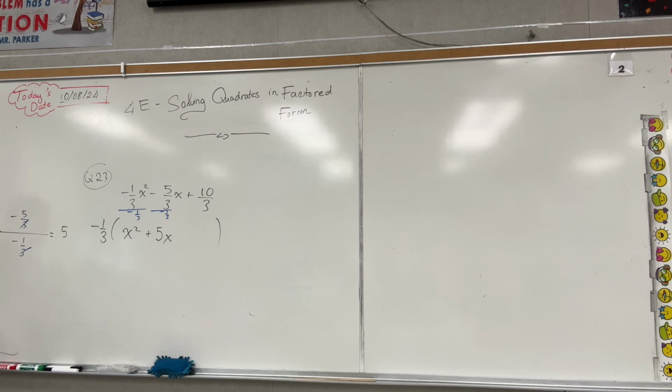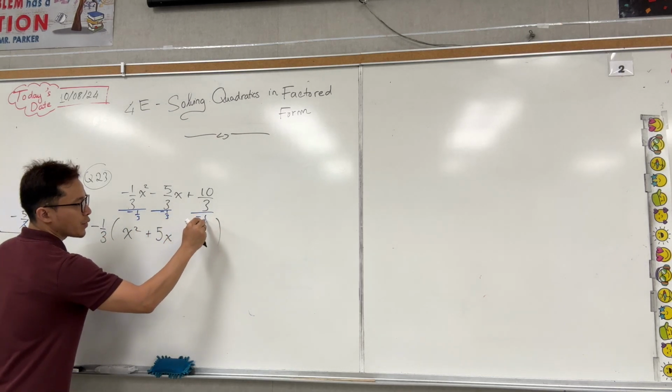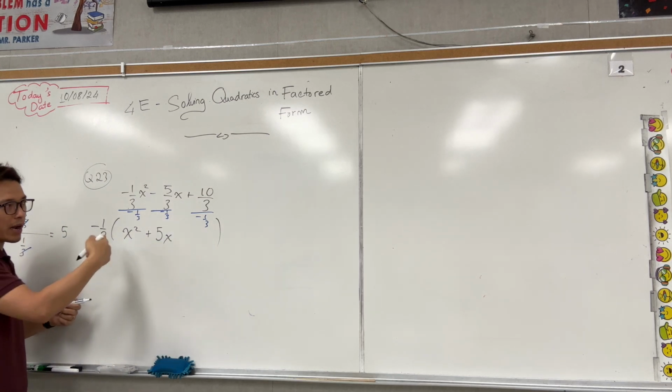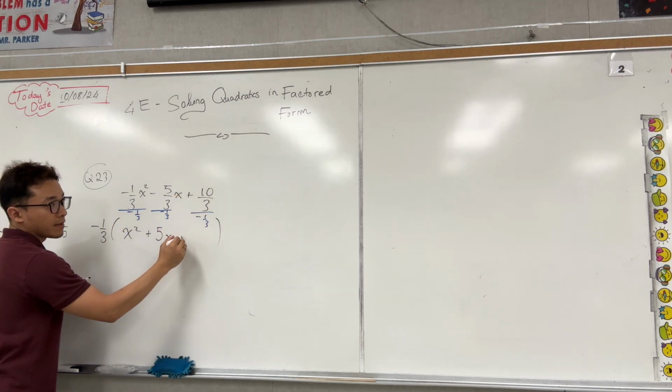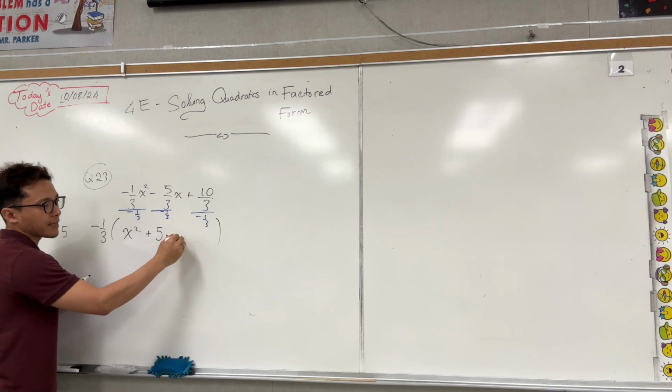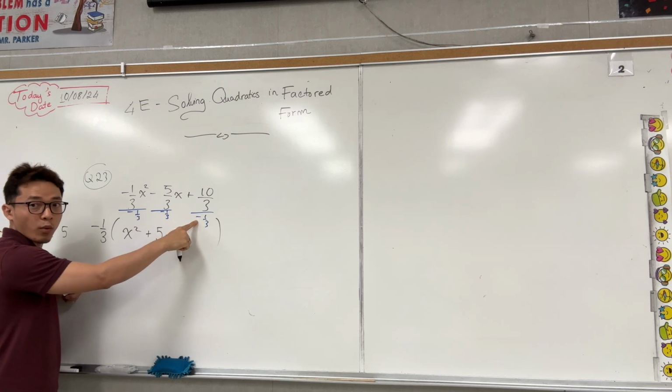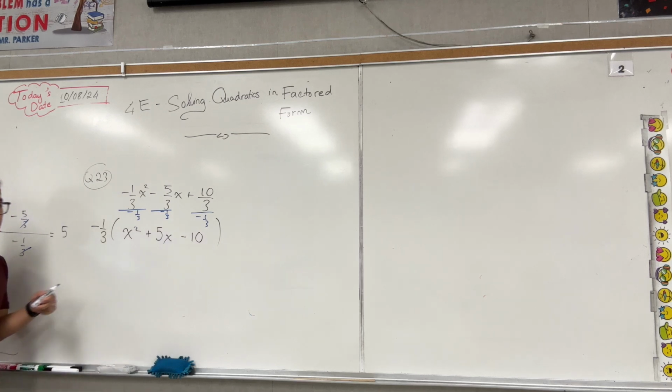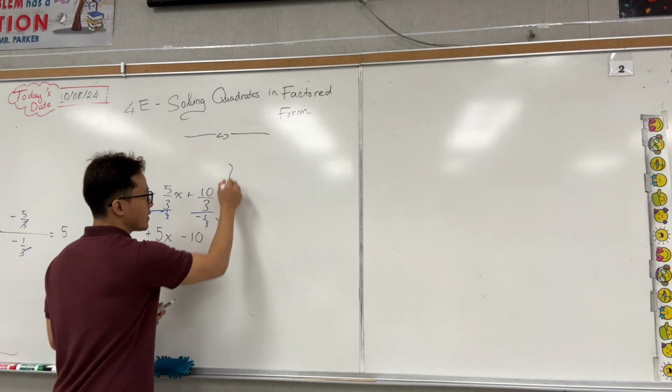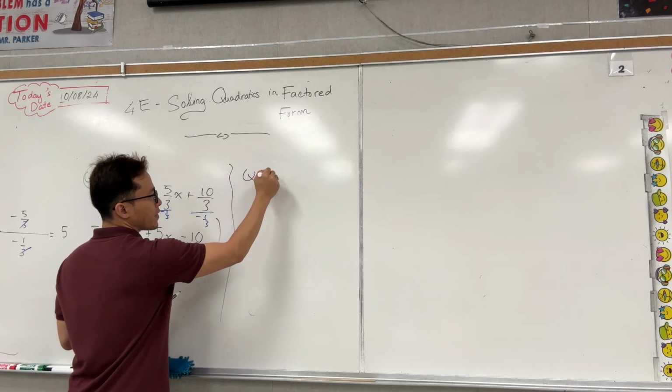Okay, great. 10/3 divided by negative 1/3. You can just tell right away, right? 3 gone. Negative 10 or positive 10? Negative 10 because you only have one negative sign. How many of you got this number 23? Oh, more than half. That's good. All right, question 24.